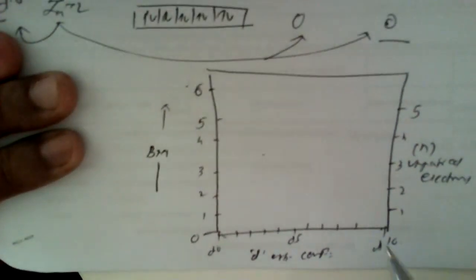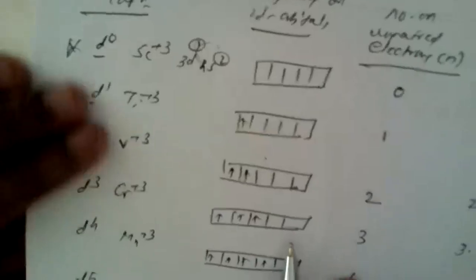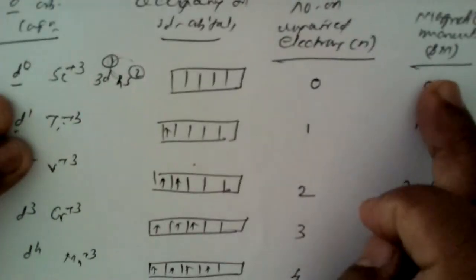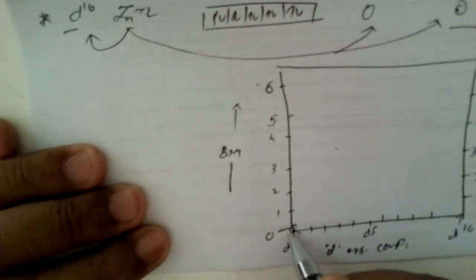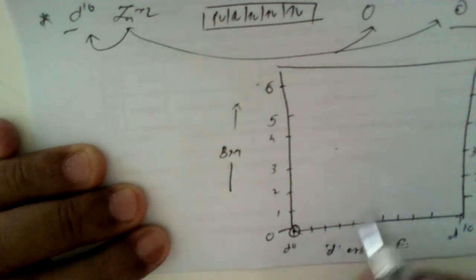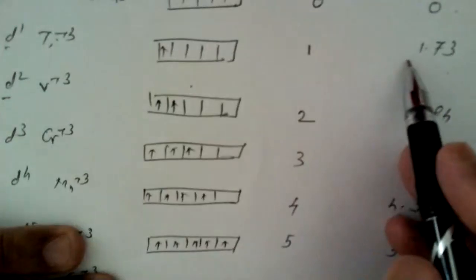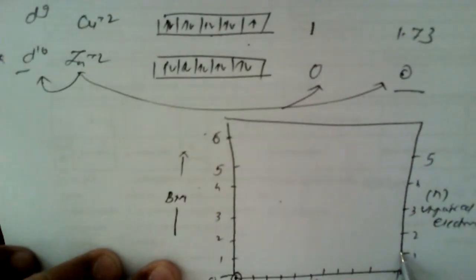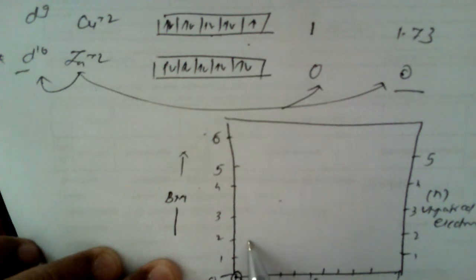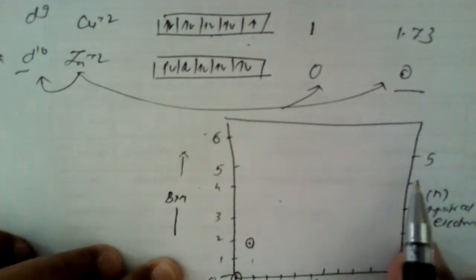So we can plot the graph, only a schematic graph. For example, if it is a D0 configuration, what is the magnetic moment? 0. Unpaired electrons are 0. So we can plot the first point at D0 like this. No unpaired electrons, no magnetic moment. For D1 case, one unpaired electron, magnetic moment is 1.73, nearly equal to 2.